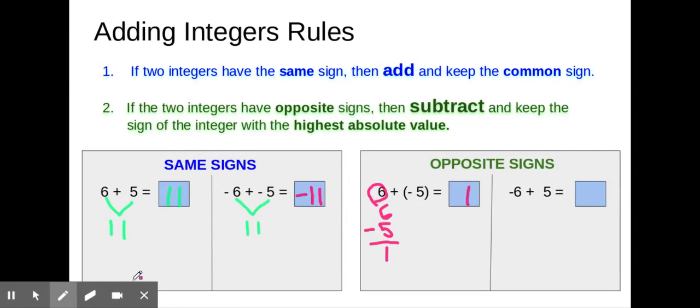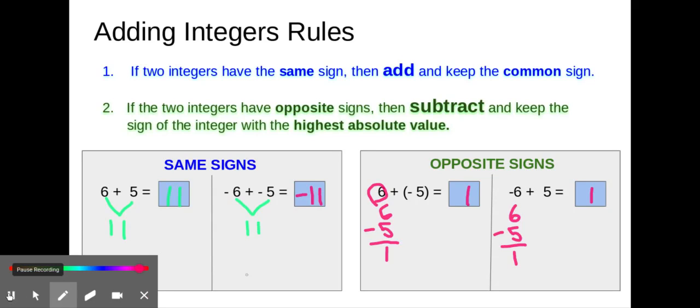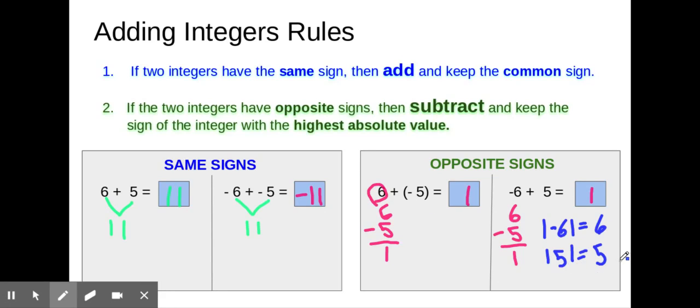So we'll do the same thing on the next one. So I have negative 6 plus 5. Once again, I'm just going to do the subtraction. 6 minus 5 equals 1, right? And then I'm going to find the absolute value for each number. So I know the absolute value of negative 6 is 6, and the absolute value of 5 is 5. Well, 6 is larger than 5, so my number with the highest absolute value is negative 6. Notice that the number here is negative, so my answer will be negative. So the answer is negative 1.